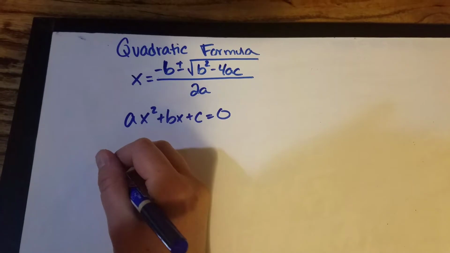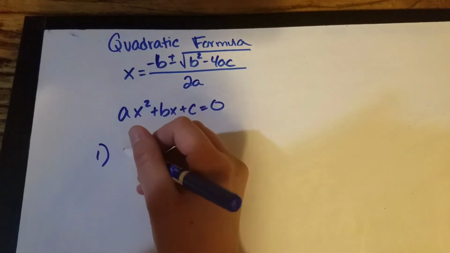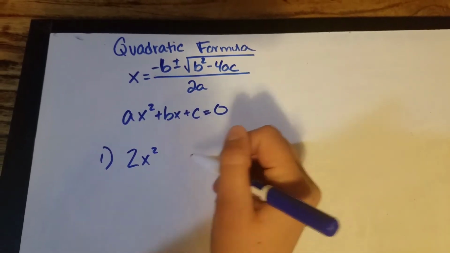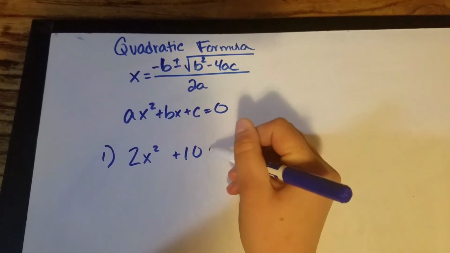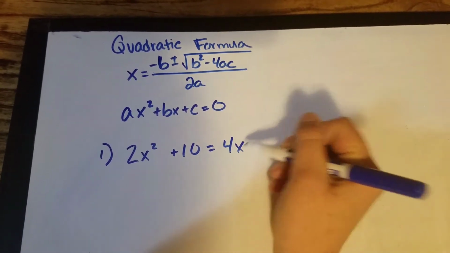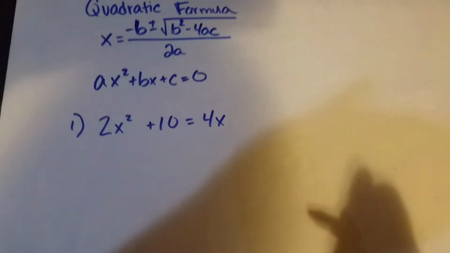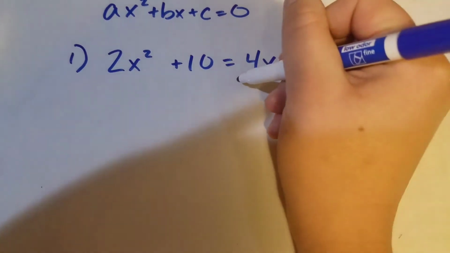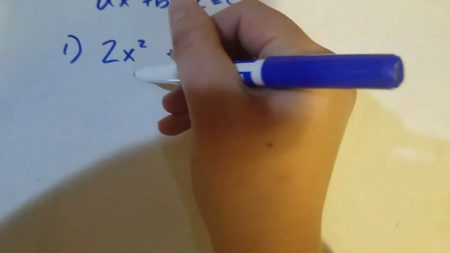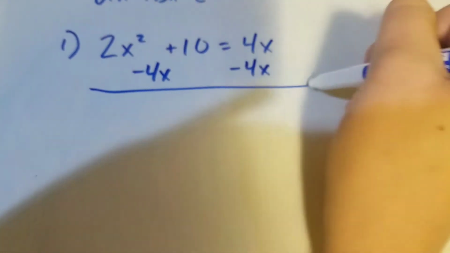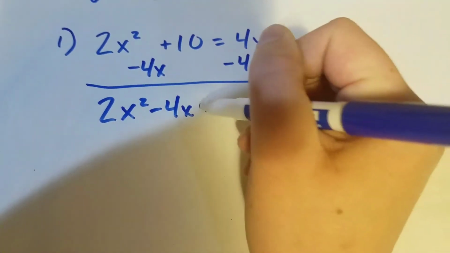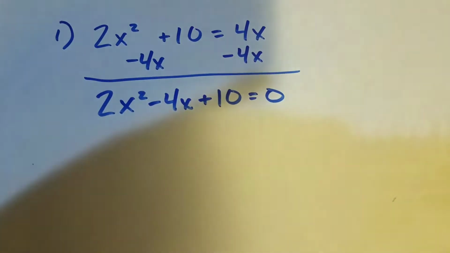Okay, so we're going to take a look at an example of 2x squared plus 10 equals 4x. So the first thing we're going to do is get it set equal to 0. So in this case, we're going to subtract our 4x over. We have 2x squared minus 4x plus 10 equals 0.